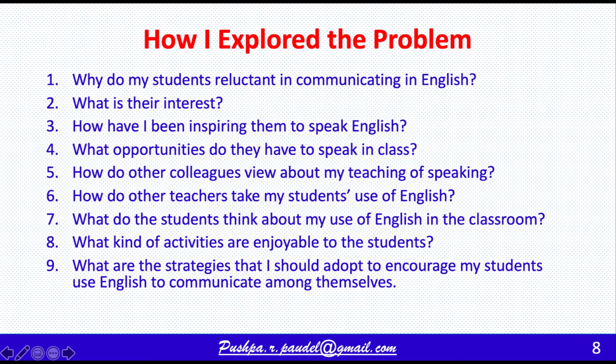How I explored the problem: I came to learn that exploratory action research has two parts, exploration and action. To explore the problem, these kinds of questions triggered my mind because I had realized there is some kind of problem in the classroom and outside the classroom regarding using English as a means of communication. So these questions came to my mind. I played with them, and finally I reached the conclusion that yes, there is a problem in students using English as a means of communication in the school premises, including the classroom.